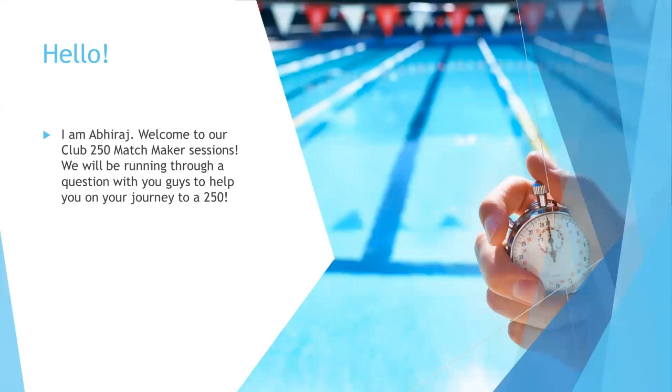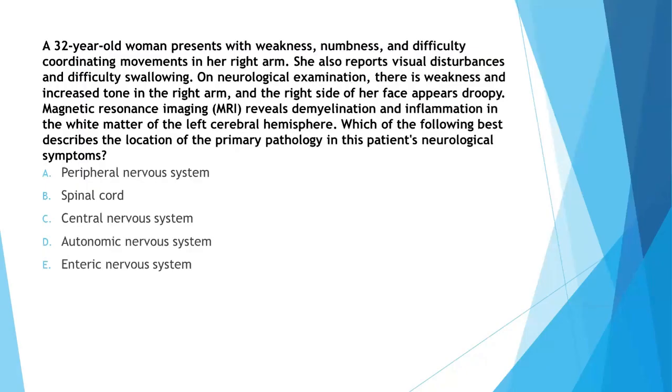We are starting our neurology part. This is the Neuroanatomy Fundamentals part 1. We will be running through some questions with you guys to help you on the journey to a 250. So, which of the following describes the location of the primary pathology in this patient's neurological symptoms?